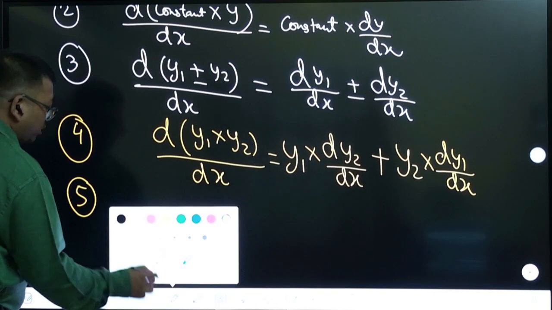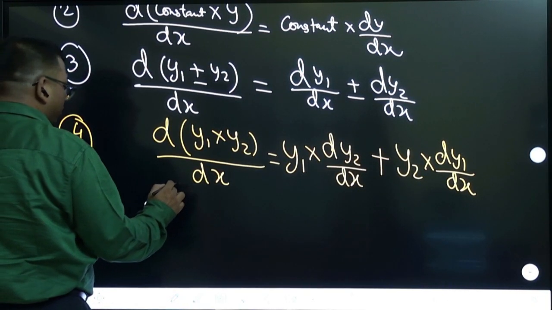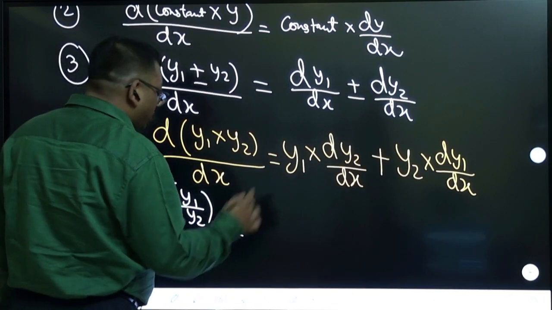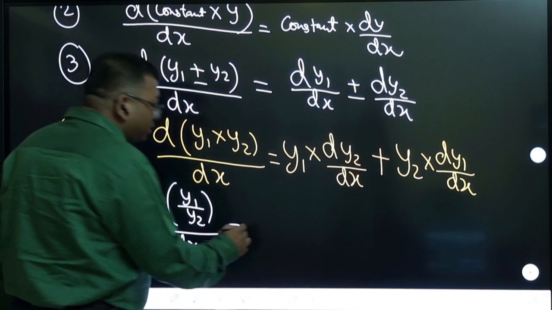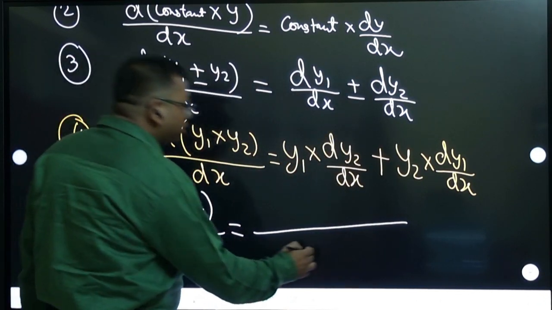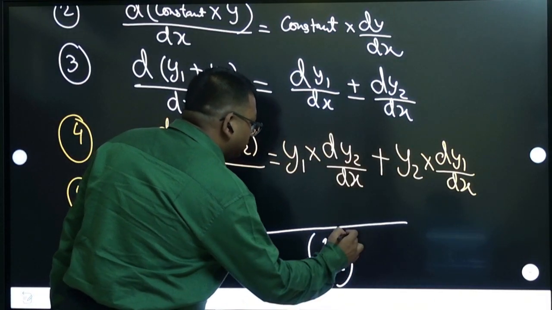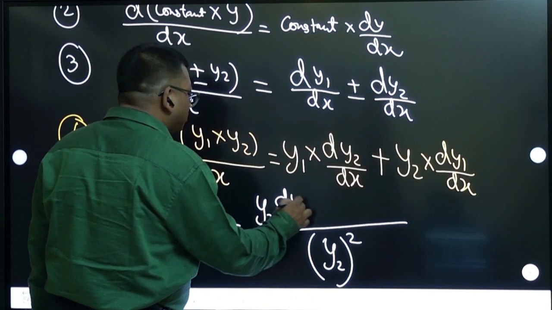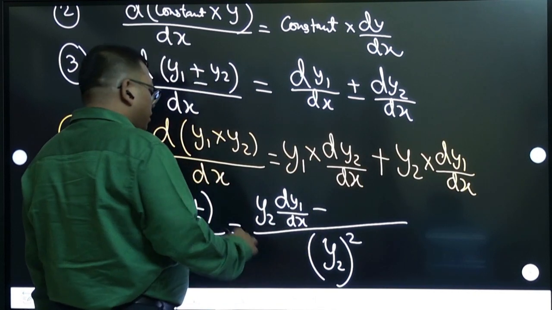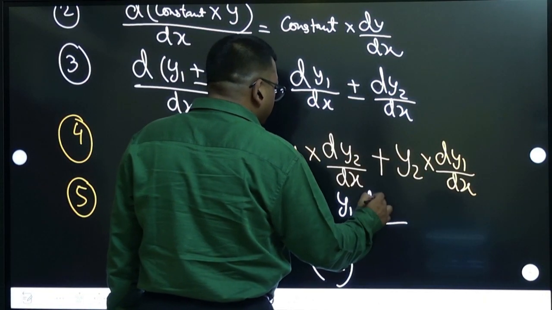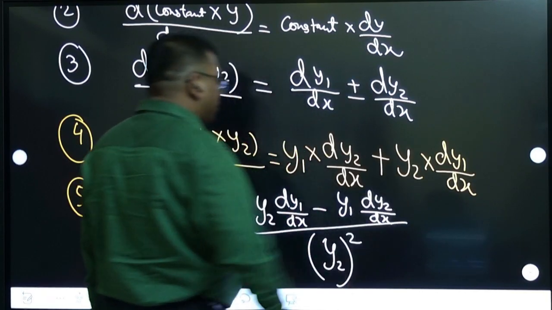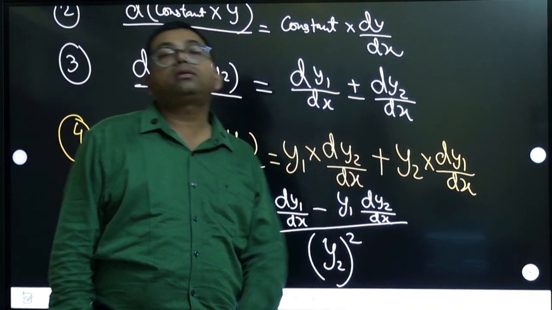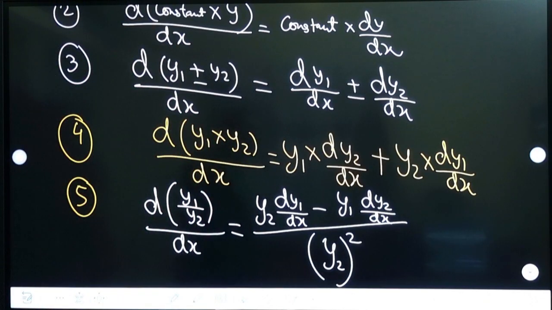Then next is the quotient rule. So the differentiation of the division of two functions, y1 by y2, with respect to x. In this, what we need to do is try to remember this formula. First you make the numerator and denominator. In the denominator put the square of the second function. Second function squared you put, and in the numerator: leave the second function and differentiate the first function with respect to x, minus, leave the first function and then differentiate the second function with respect to x. Okay, so that's how we will do it, and it has major applications in many questions.